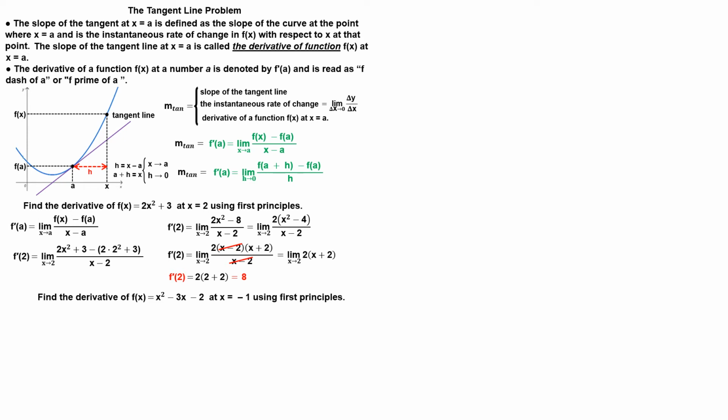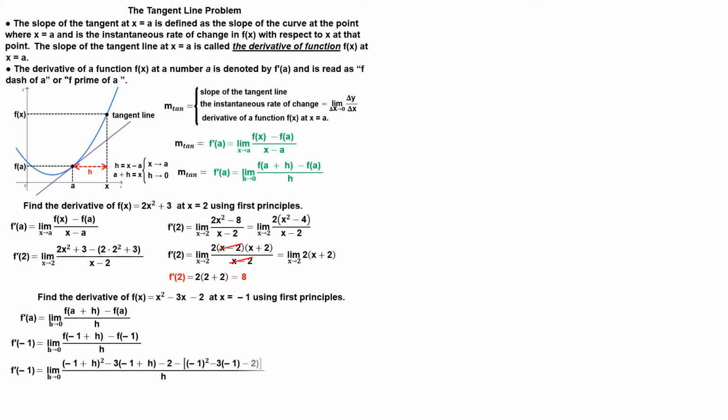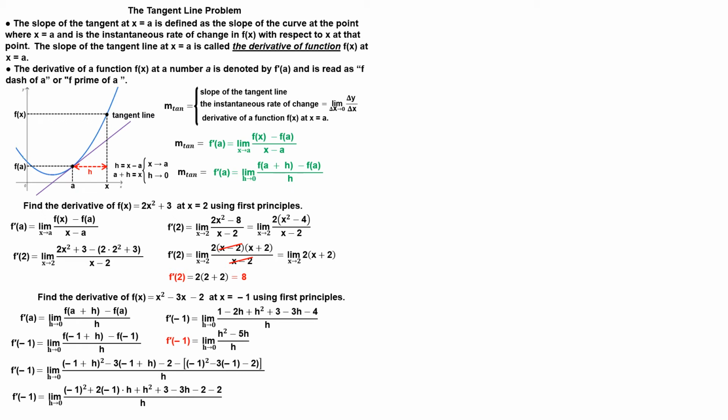First, we write down the formula for finding the derivative, but now we use the alternative formula. Then we replace a with minus 1 and we expand the numerator. Simplify the numerator. Factor the numerator. Cancel the common factor. And evaluate the limit. The tangent line to the graph is shown in the figure on the side.